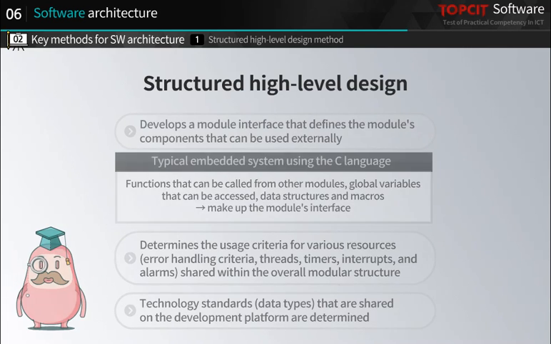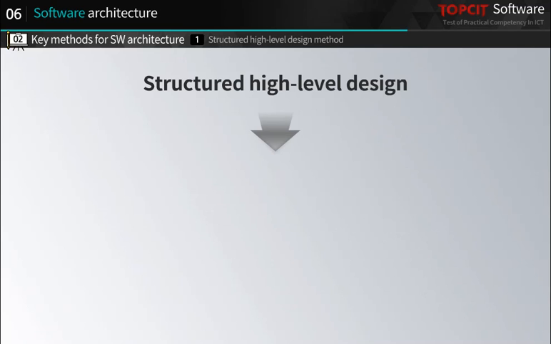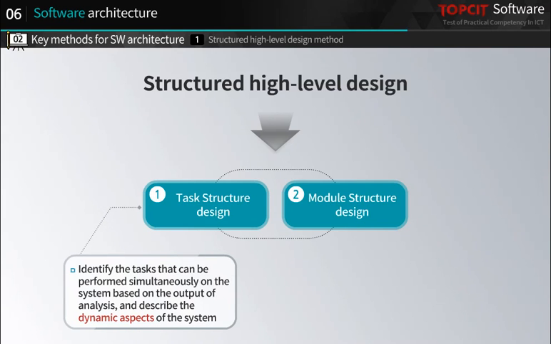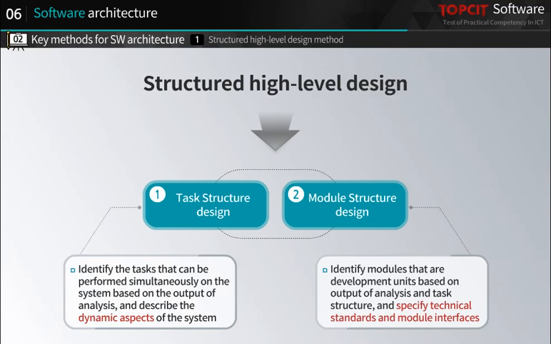Although various techniques can be used to describe such a module structure, the structural high-level design methodology is divided into a task structure design, which shows dynamic aspects, and a module structure design, which describes static aspects. The task structure design step identifies the tasks that can be performed simultaneously on the system based on the output of analysis, and describes the dynamic aspects of the system. The module structure design phase identifies modules that are development units based on the output of analysis and task structure, and specifies technical standards and module interfaces.